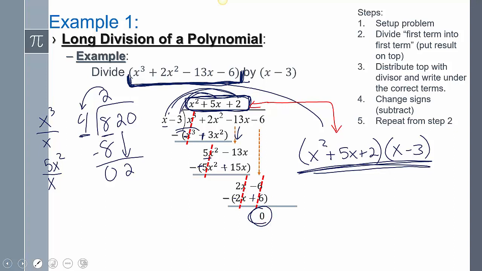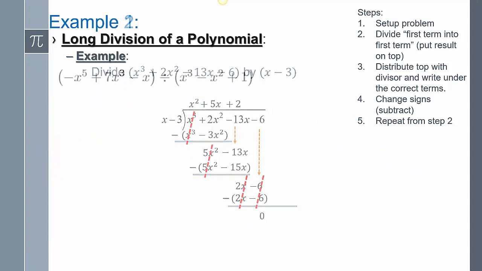So the first thing I did, set up the problem. Then divide the first term into the first term. So I did x into x cubed. Put that value on top. Then I distributed that value with both of those values, and I wrote it under the correct terms. Subtract, so change the signs, and then add straight down, 0, add straight down, and then you just repeat the steps over again. Let's look at another one.